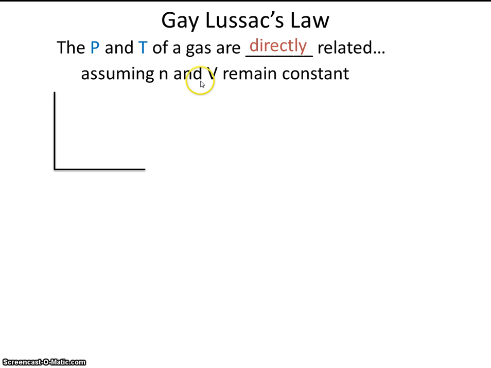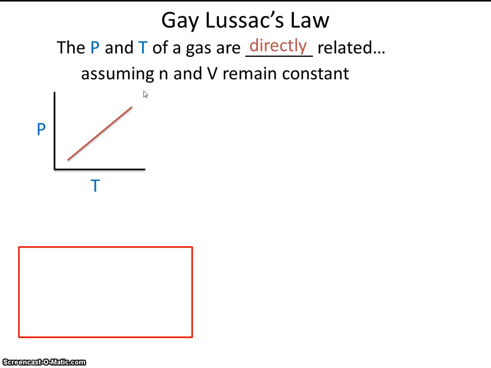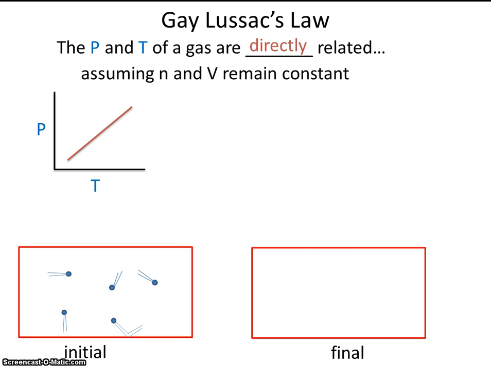So how would we graph that? Well, of course, it's the same as before. If temperature goes up, pressure goes up. So the line, it's linear like that, and the relationship again is called direct. So let's look again at the kinetic molecular theory explanation. So here's our initial set of conditions, and here's our final set of conditions.